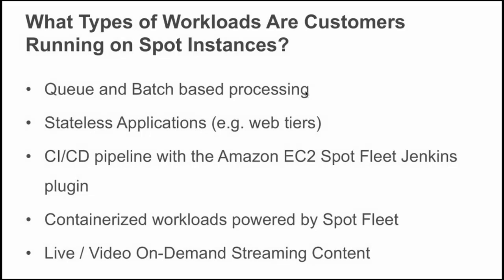All right, so what types of workloads are customers running on Spot instances? We're seeing all kinds. Queue and batch-based processing, those are kind of no-brainers, where you've got work being pulled from a queue and being processed. Stateless applications such as web tiers, a fleet of Spot instances behind a load balancer. CI/CD pipelines, we have a Spot Fleet Jenkins plugin that allows your Jenkins server to submit jobs to a Spot Fleet, and that Spot Fleet will increase and decrease in size based on the amount of jobs in the queue. Containerized workloads, right? This is what we're talking about today.